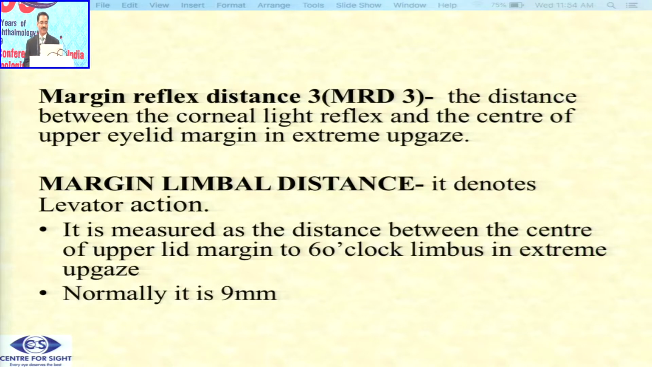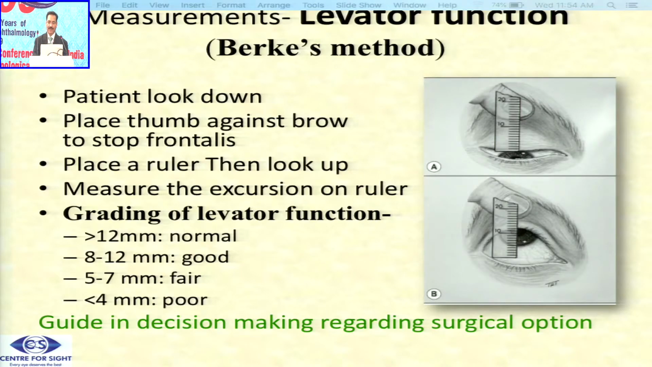MRD3 is the distance between the upper eyelid margin and the corneal light reflex. This sign is not of great importance. MLD has taken over part of MRD3. MLD denotes levator action, and it is measured as the distance between the center of the upper eyelid margin and the 6 o'clock limbus in extreme upgaze. So the patient is asked to look upward, then you check the position of the lower limbus at 6 o'clock with the center of the upper eyelid. Normal MLD is 9 mm. This roughly tells you about levator function.